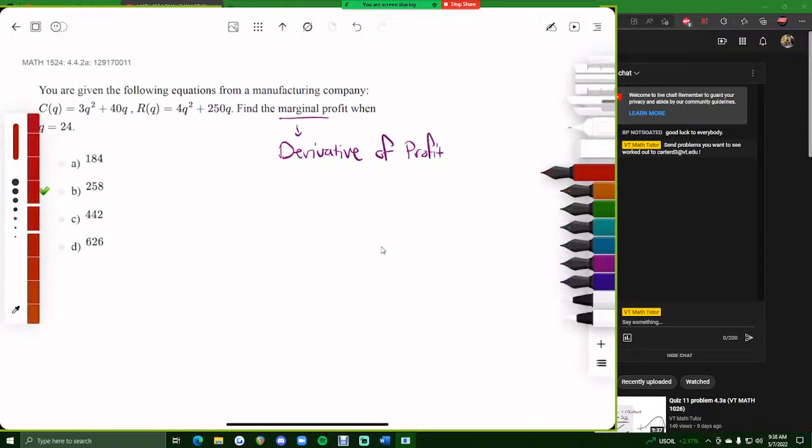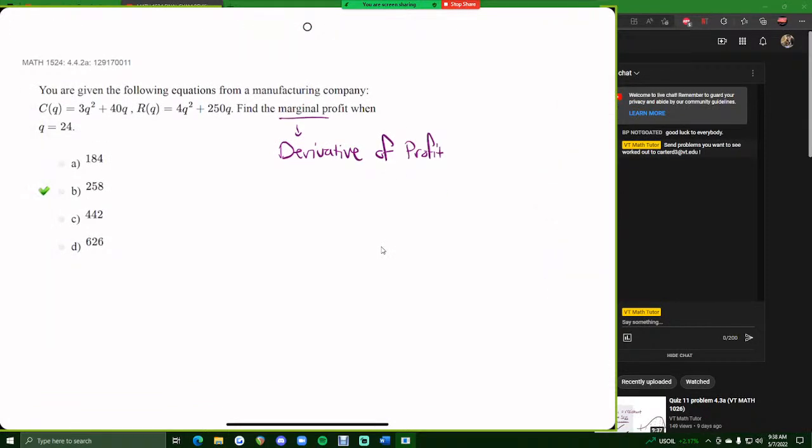Great problem. I could totally see this on the final just because it's regarding derivatives as well as profit. Very fundamental things in business calculus. So in this problem, they ask for the marginal profit. Again, anytime you see the word marginal in this course, I usually want you to think derivative of whatever they're talking about. So marginal profit is the derivative of profit, which means if we use these functions, the cost and revenue, to find first the profit, then we can find profit's derivative, then we can plug in 24.